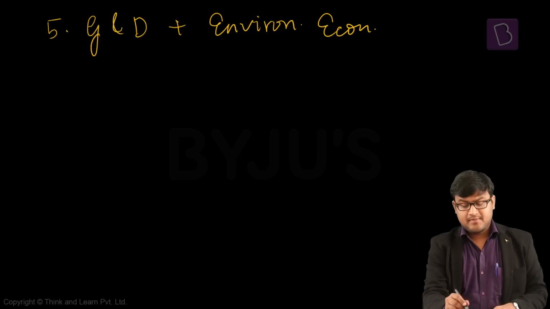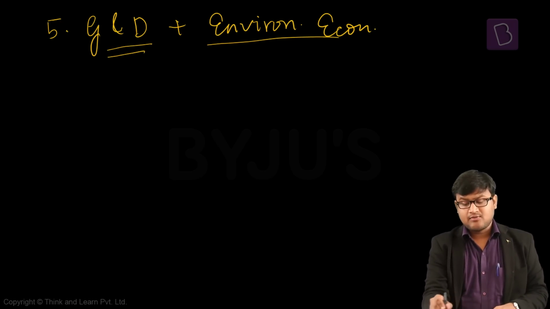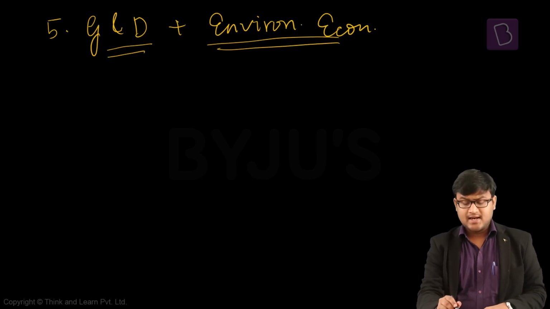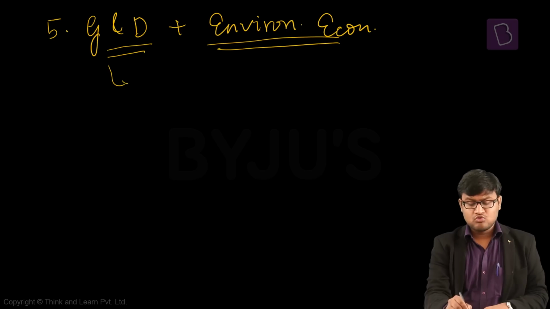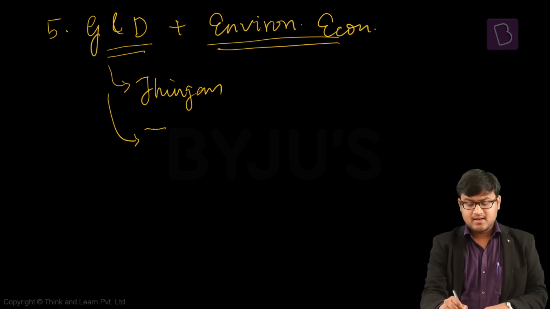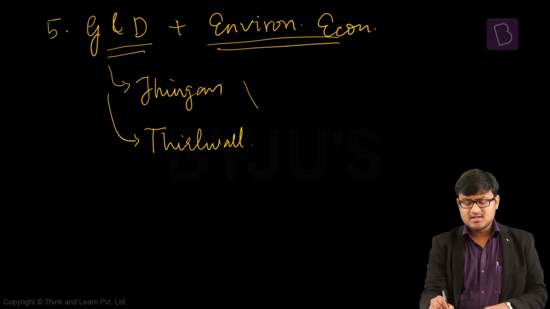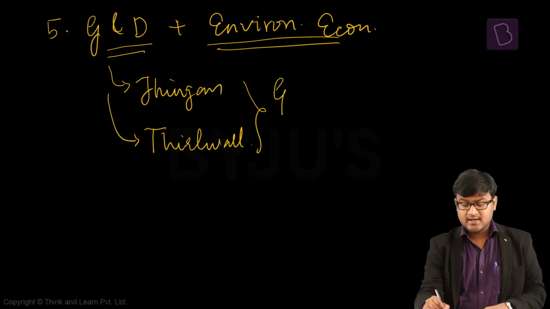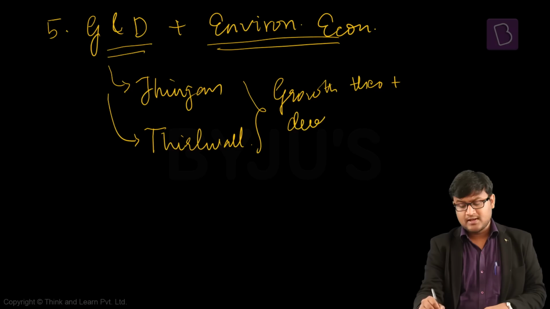Now the last part of paper 1 is growth and development and environmental economics. For growth and development, I had followed majorly two books. One was by Jingan and another one was by Thirlwall. These two books will cover different growth theories plus topics related to developmental issues.